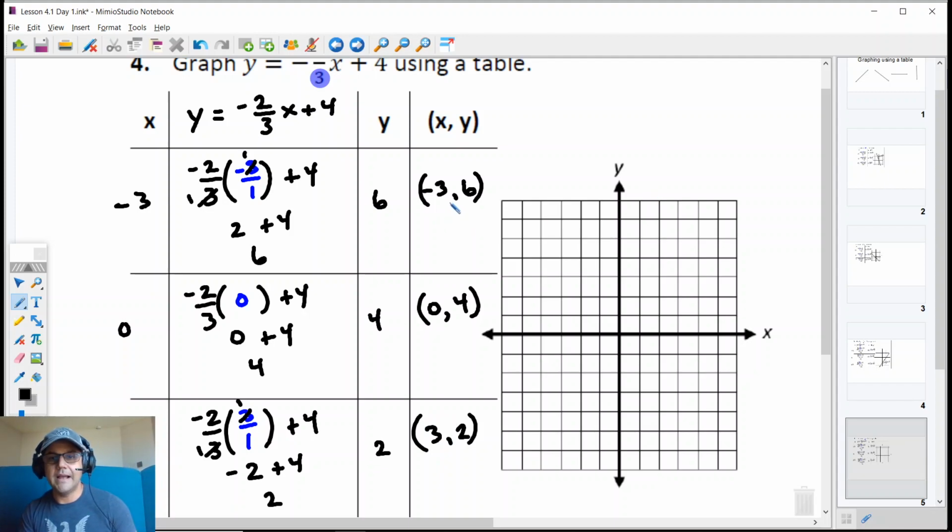All right, quick plotting, -3, 6. So from the origin, I'm going to go left 3, always x first. 1, 2, 3, and then up 6. 1, 2, 3, 4, 5, 6. Did not go off. Excellent. 0, 4. Remember, that's no left or right movement. So that's just up 4. 1, 2, 3, 4.